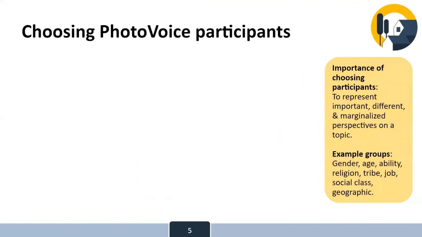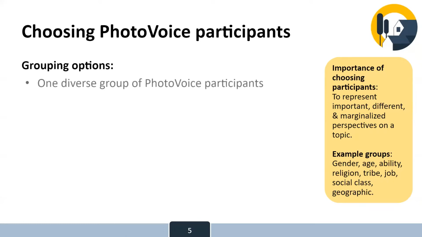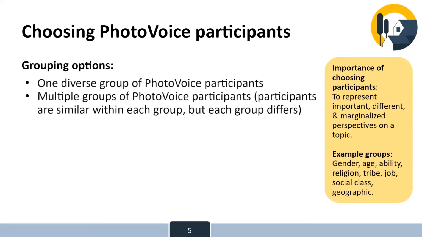Now you want to emphasize the importance of choosing participants for a Photo Voice activity. You want the participants to represent important, different perspectives on a topic, and you want to ensure that marginalized perspectives are included. So you want to think about important subgroups in the community that you need to represent as part of your research question. There are a couple of different options for how to form Photo Voice groups.